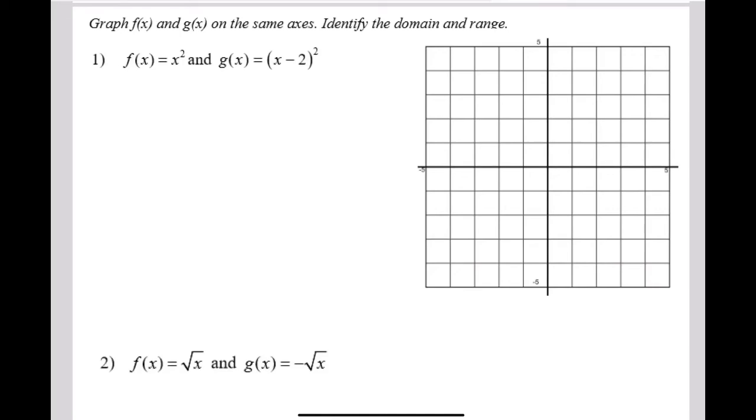For this next part here, we have to graph f of x and the g of x functions on the same axes and identify the domain and range. Okay, so the f function right here is basically the parent function of a quadratic. It says identify the domain and range.